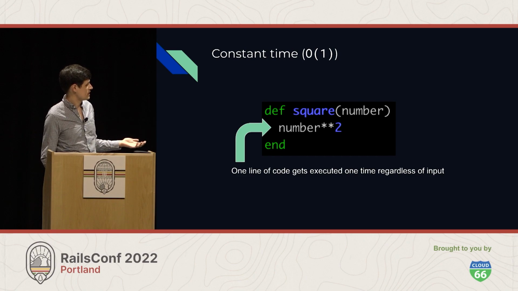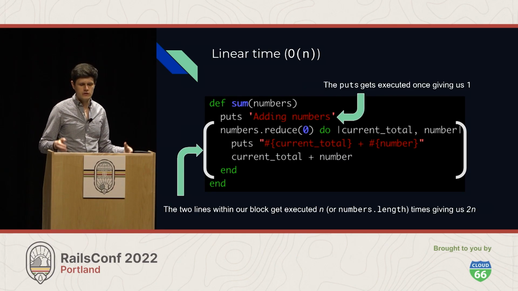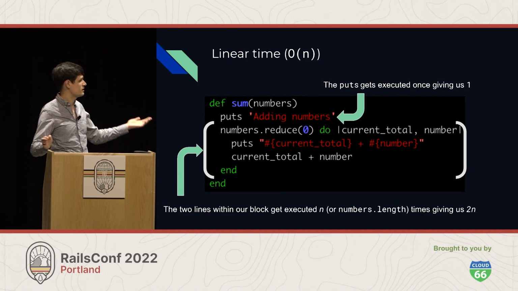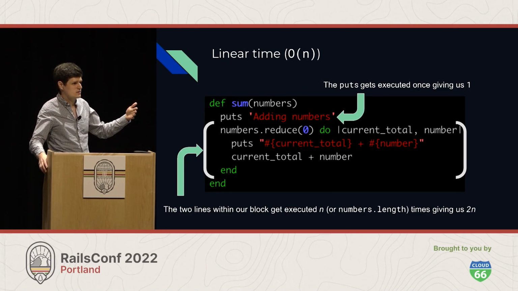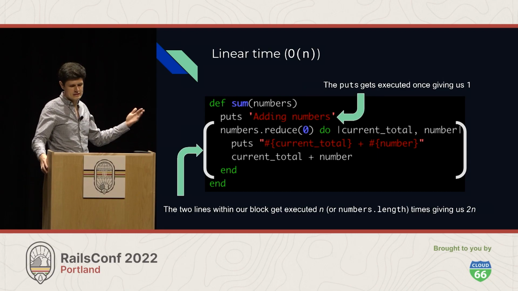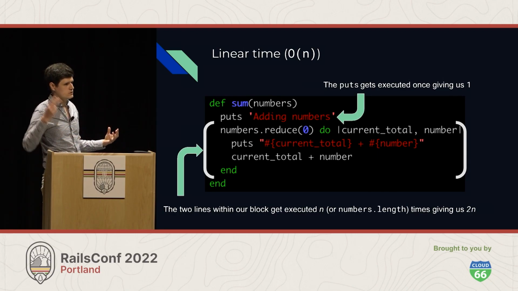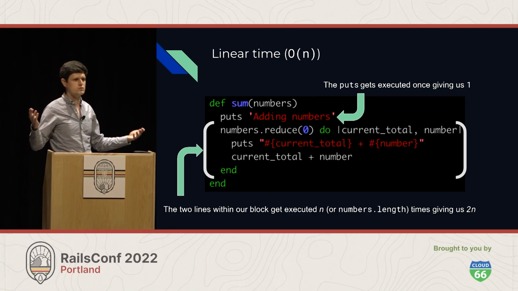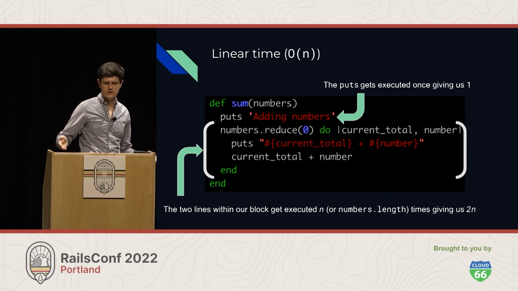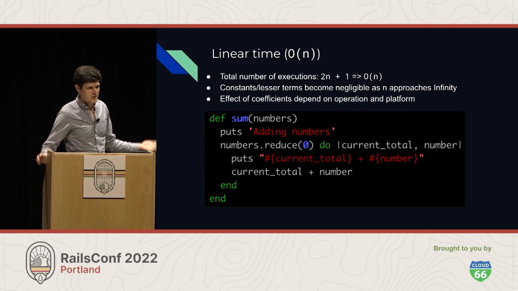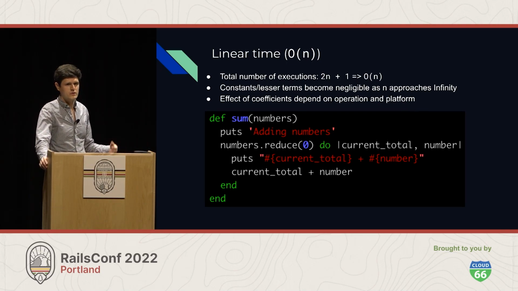A slightly more complicated example would be big O of n, or linear time. And so our first line of code here, our puts, that's just constant. Again, it's 1. It doesn't look at the size of our array or anything. But then when we get within our reduce, we have 2 lines of code. Each of those will get executed for every element in our array. So n times, meaning that we have 2n, or 2n plus 1 across the entire method when we're including that puts. However, in big O notation and similar notations, we drop coefficients and constants and lesser terms.